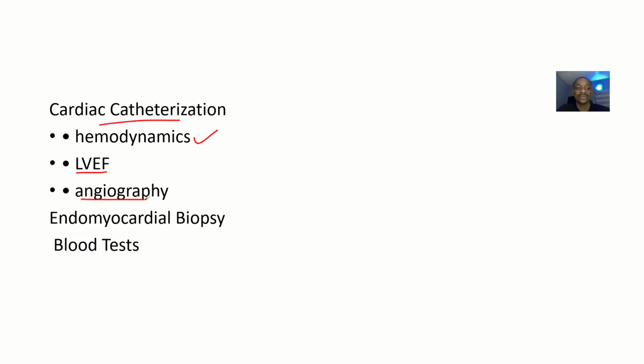All right. Then you can also use it for angiography. Then endocardial biopsy. That's when you want to take out some small tissues from the heart to send to the lab. Then use it for blood test. After this cardiac catheterization, this is what you can use it for. So endocardial biopsy is a different investigation for cardiomyopathies. Blood test is also a different investigation for cardiomyopathies.